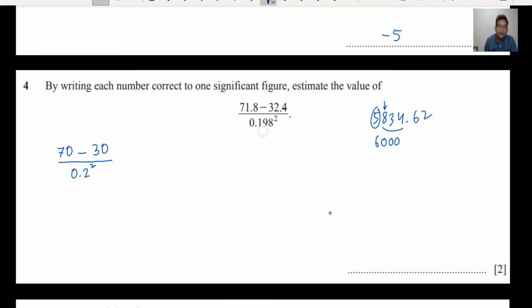So if you want to know how we can work with the significant figures and the estimation, you should watch my video from the playlist, because I have made a complete video about the estimation and significant figures. You can watch from there. So 70 minus 30 is coming 40, and I can write 0.2. Please don't write 0.4, it is a major mistake. Please don't write it is 0.04, or even you can write 0.2 multiplied by 0.2.